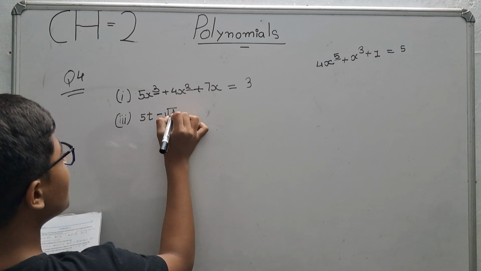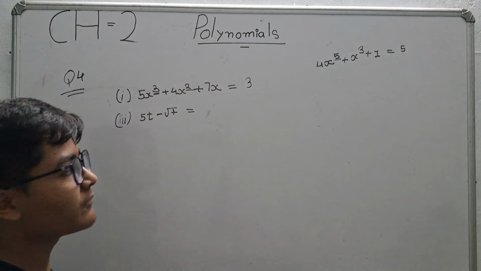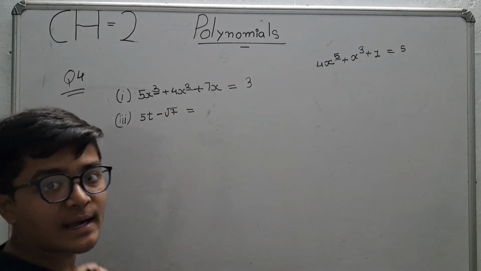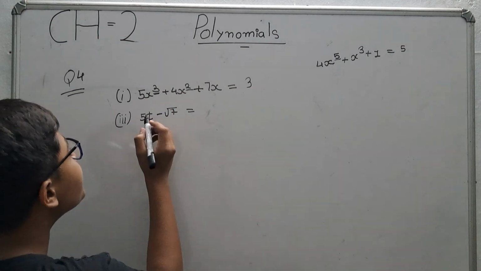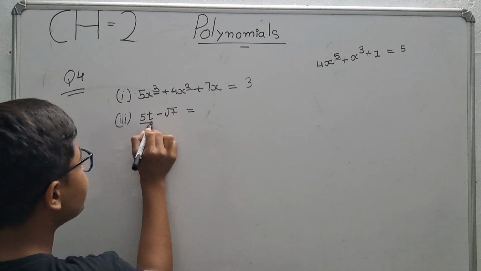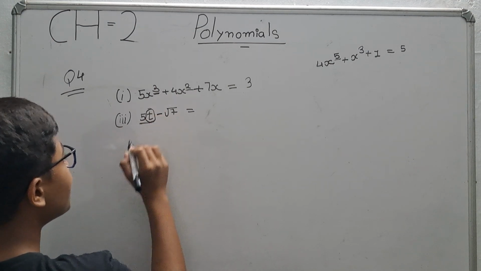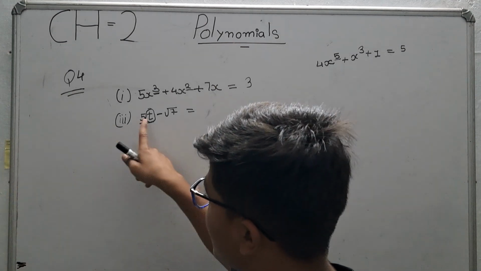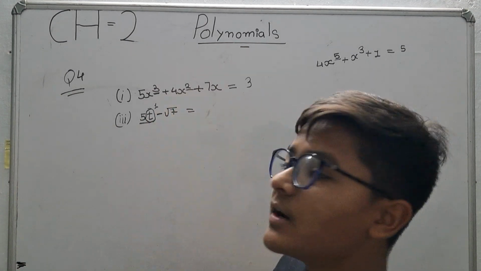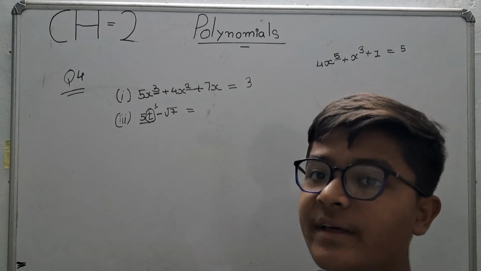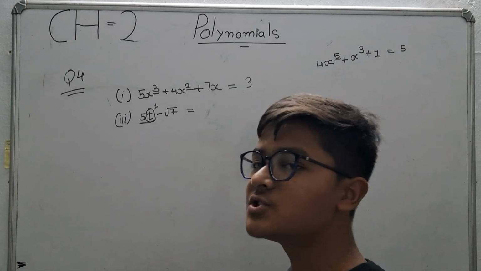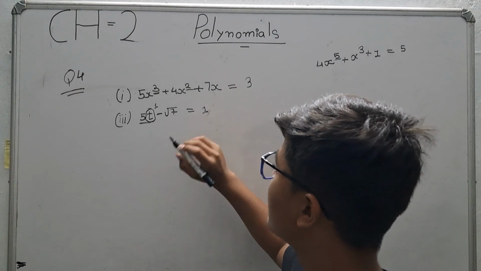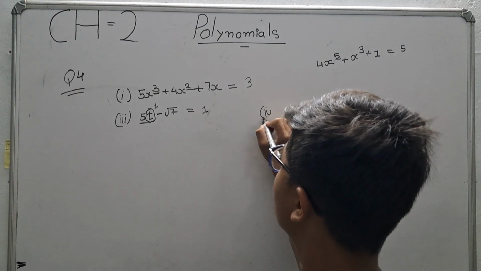5t minus root 7. Here you will be confused that no degree is given, so we will write 0. No students, here you can see that the variable is present. What is meant by variable? T, X, Y, Z, A, B, C, D, E, F, G, that is meant by variable. Here the variable is present, it means 1 will always be present. If there is a variable and the power or degree is not given, then always 1 will be present. So the degree is 1.